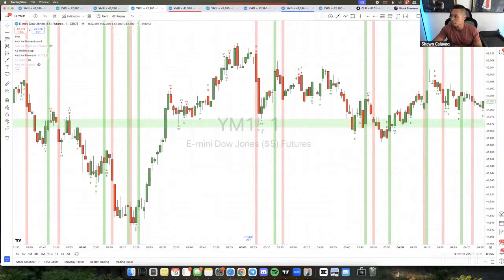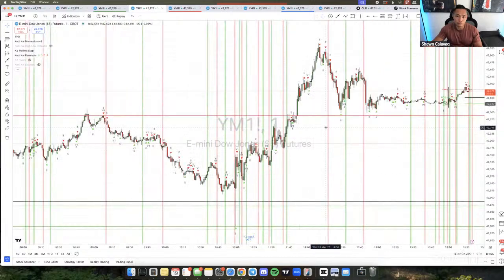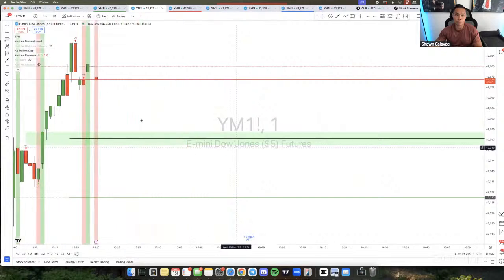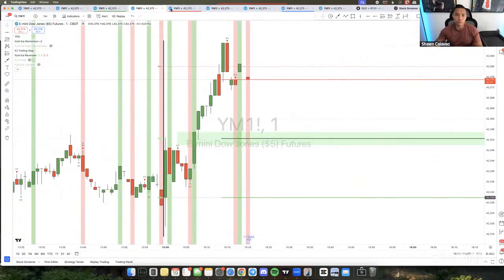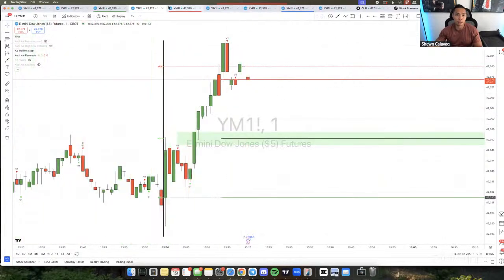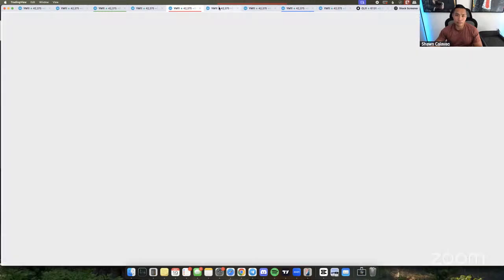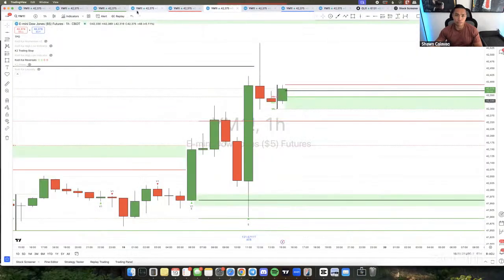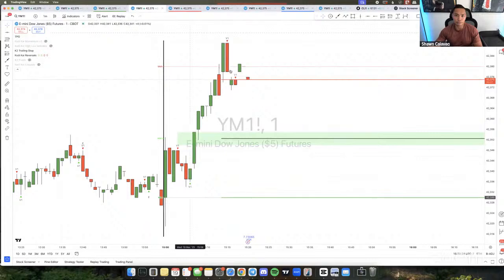So this is the TPO indicator, time price opportunity, also known as market profile. This is what I use for my rejection points. So again, I have this on the 1 minute, I have it on the 30 minute, and then I have it on the 1 hour. So I just use all different time frames to identify bounce points.